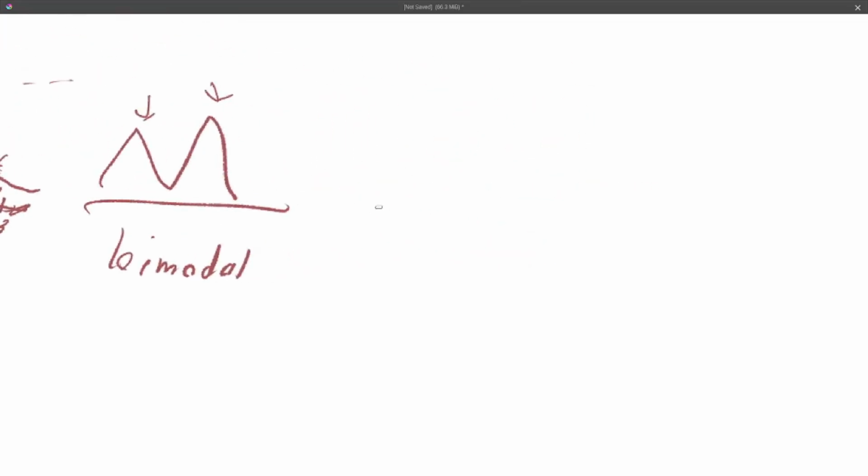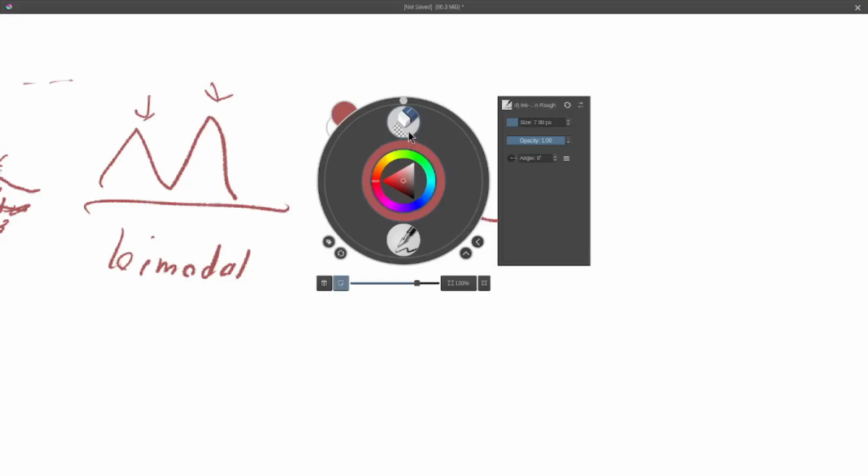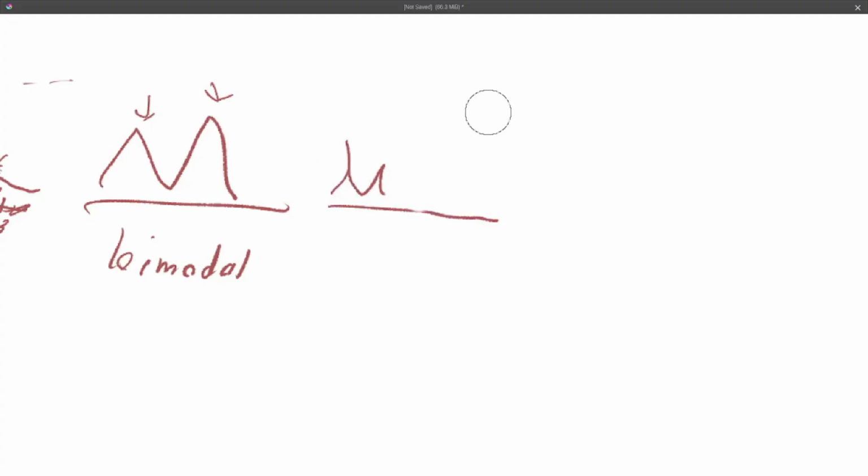Unimodal. And what if it has three modes? It's not three, it's four. Hold on a second. Let me remedy this. Boom, 3 modes. 1, 2, 3. Guess what it is? That's right. It's trimodal.